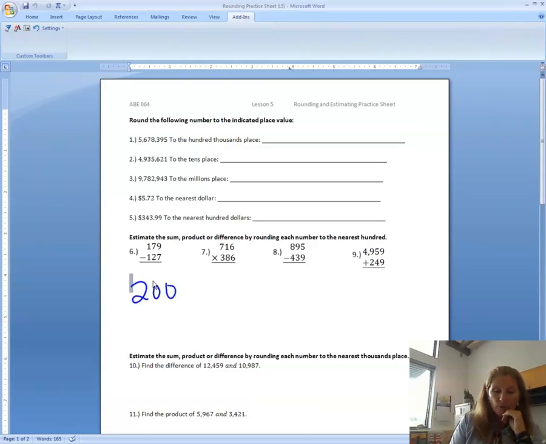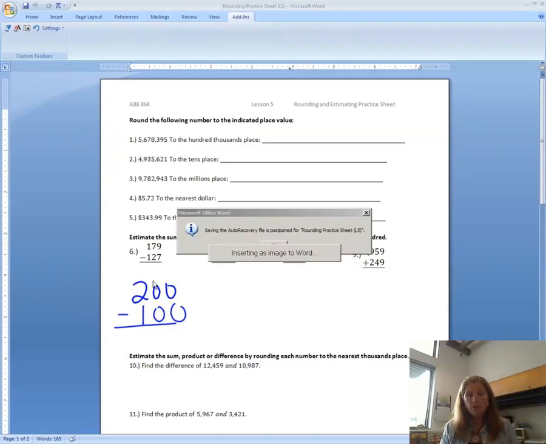And for the next one, rounding, you're looking one to the right, it's a 2, so you would not round up. And then the problem becomes pretty easy, because you've rounded these to numbers that are easy to work with. What does a difference mean? A difference means subtraction. So this is a difference right here. 200 minus 100 is 100.